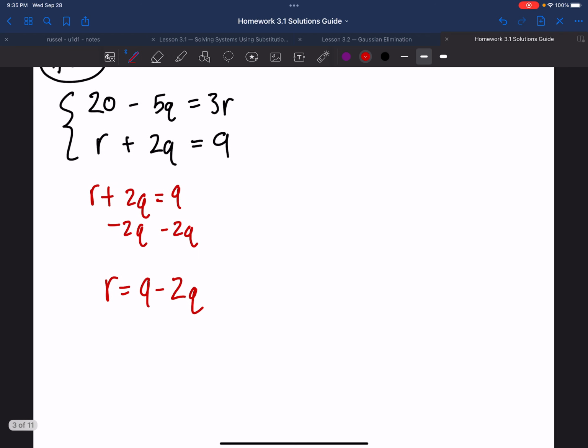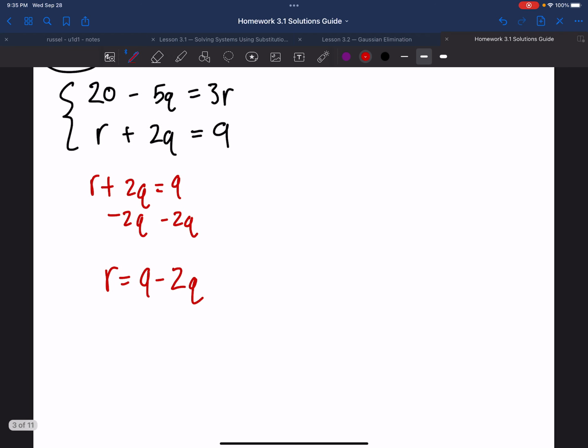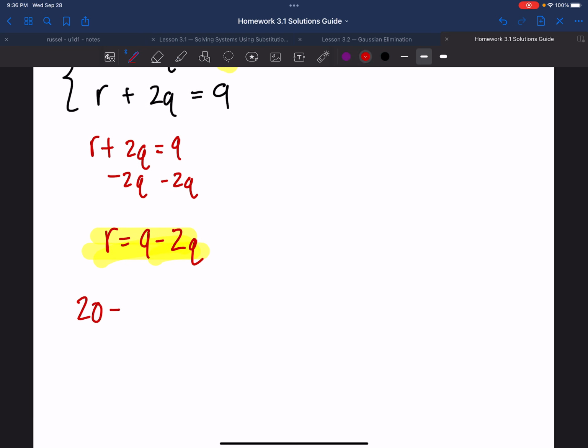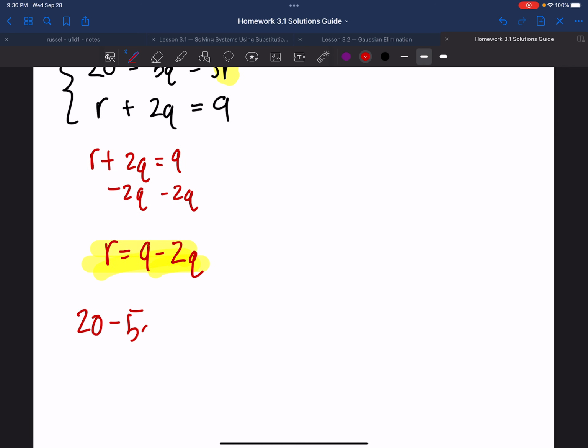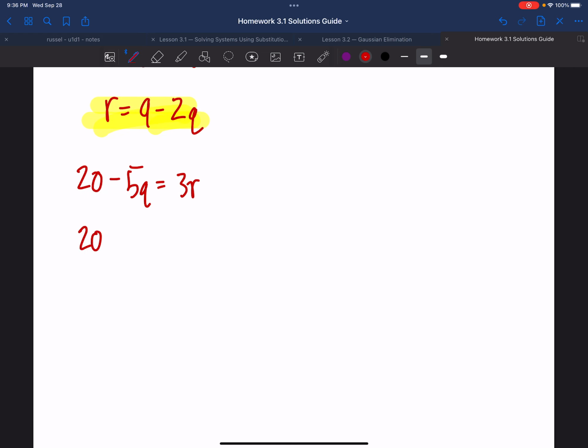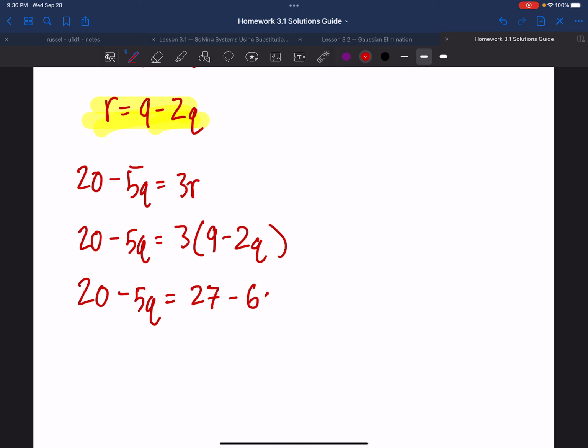Now let us substitute that in. We're going to take this and substitute it for R. Okay, so R equals this, and I'm going to substitute that here in place of that 3R. So 20 minus 5Q equals 3R. And so R, I'm just going to replace, substitute. So R is 3 times 9 minus 2Q. Let us distribute. 3 times 9 is 27 minus 6Q.